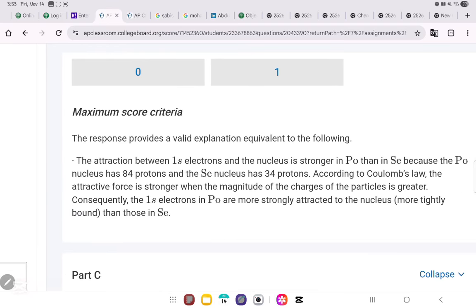According to Coulomb's law, the attractive force is stronger when the magnitude of the charges of the particles is greater. Consequently, the 1s electrons in Po are more strongly attracted to the nucleus. So, of course, you have to mention Coulomb's law, right? Which states that the stronger the magnitude of the charges, meaning the greater number of protons, the more strongly it attracts the electrons.